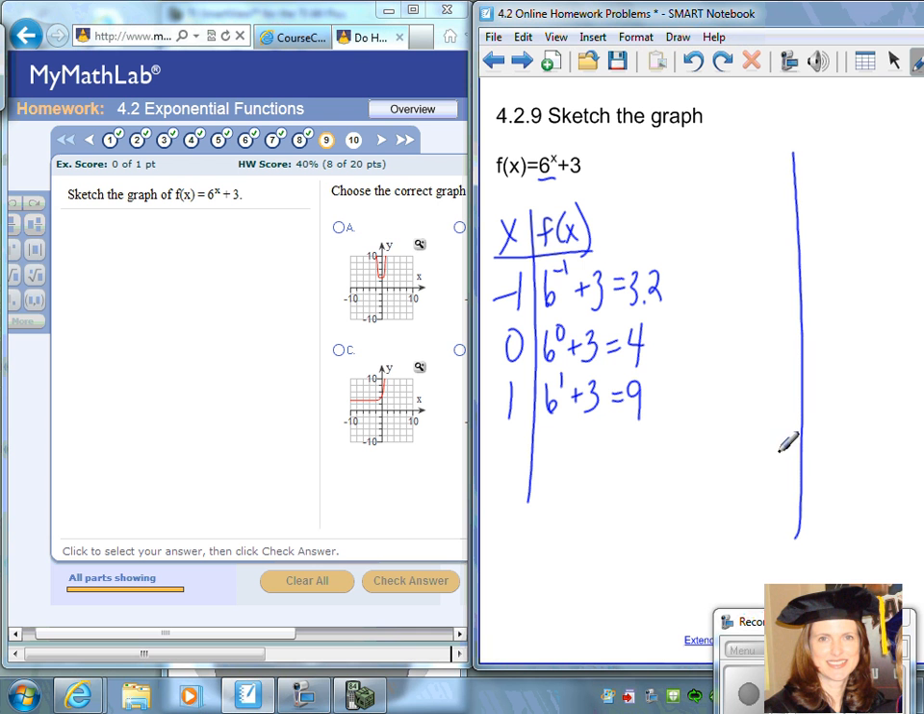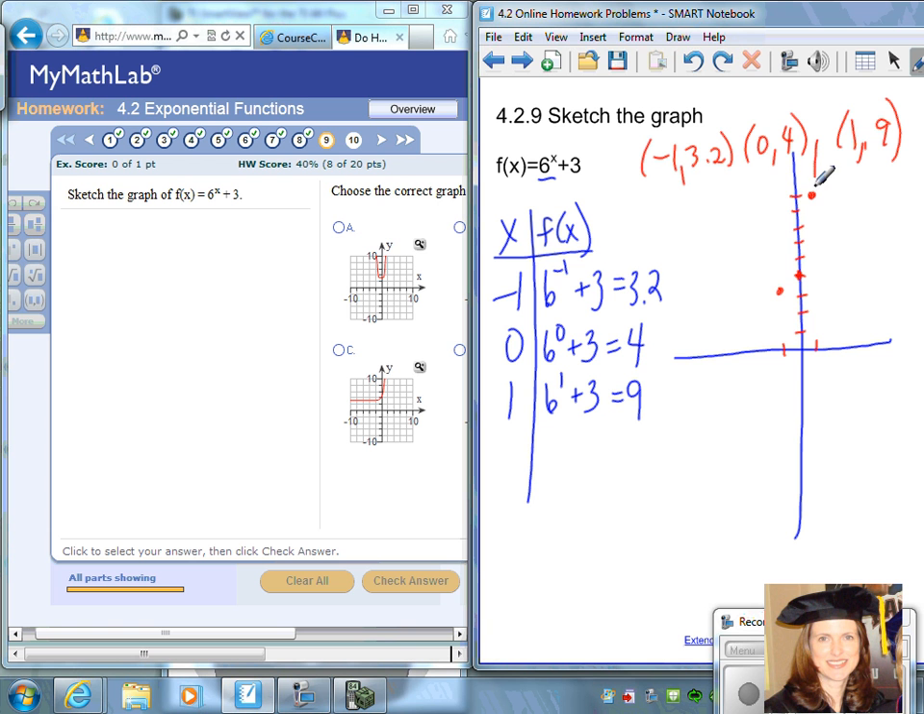So use those points. (-1, 3.2), that's a rounding, (0, 4), and (1, 9). -1 up 1, 2, 3.2. 0 up 4, 1 up 9.